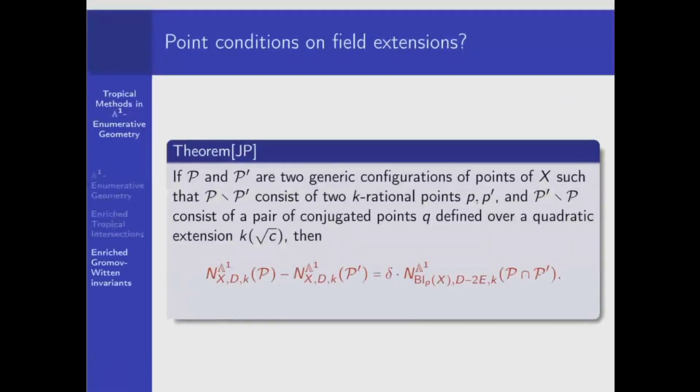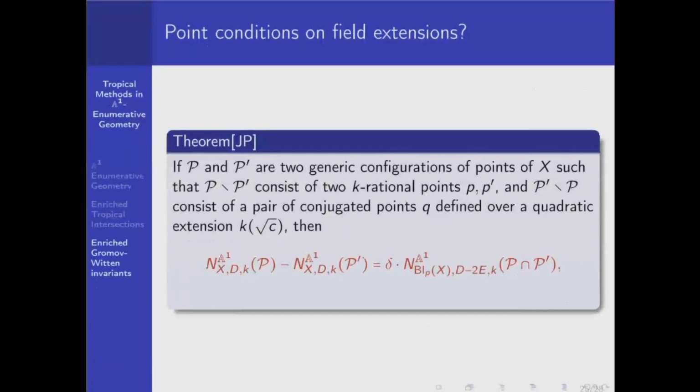And you can ask about point conditions on field extensions, right? All this talk was about configurations of points that are purely k-rational, but of course this is not always the case. So for the reals, for example, you can also ask about real curves that pass through some real points and some pairs of complex conjugated points.